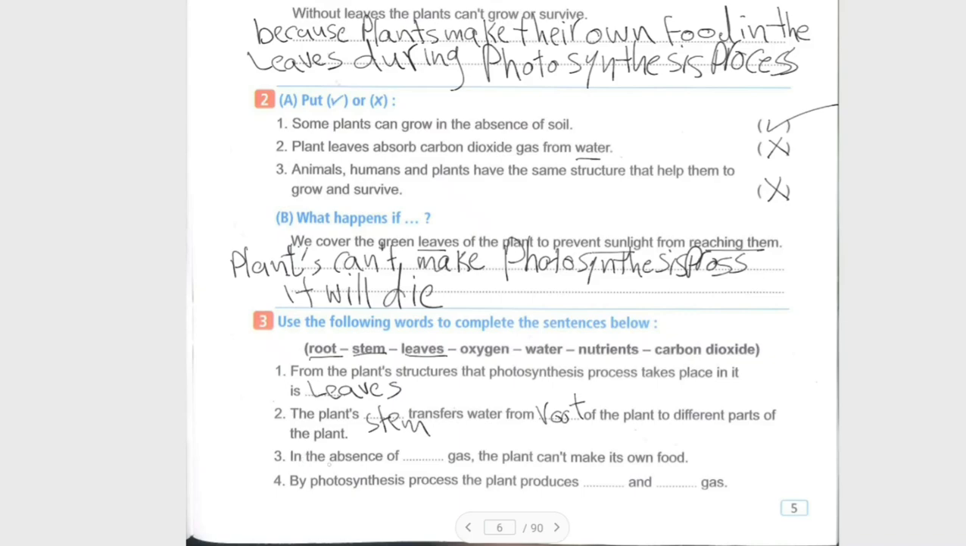Number 3, in the absence of carbon dioxide gas the plant cannot make its own food. Number 4, by photosynthesis process the plant produces oxygen gas and nutrients.